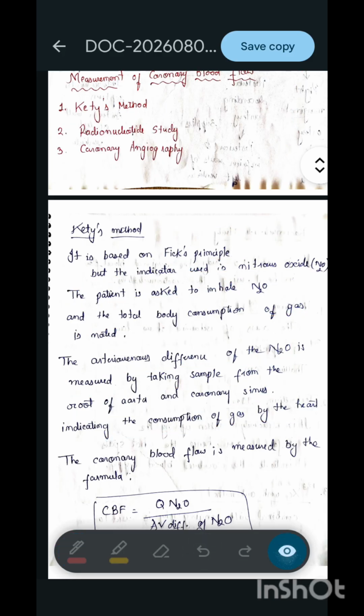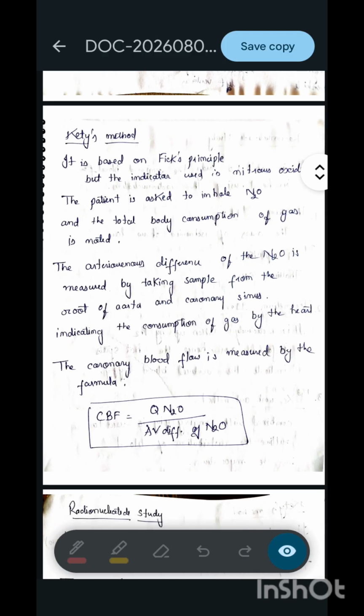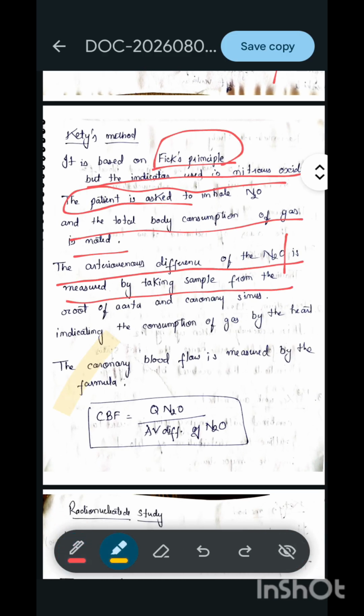Now coronary blood flow is measured by this formula. Coronary blood flow will be equal to QN2O, meaning the amount of nitrous oxide which has been given to inhale, divided by the arteriovenous difference of nitrous oxide. So by dividing it, you can calculate the coronary blood flow.